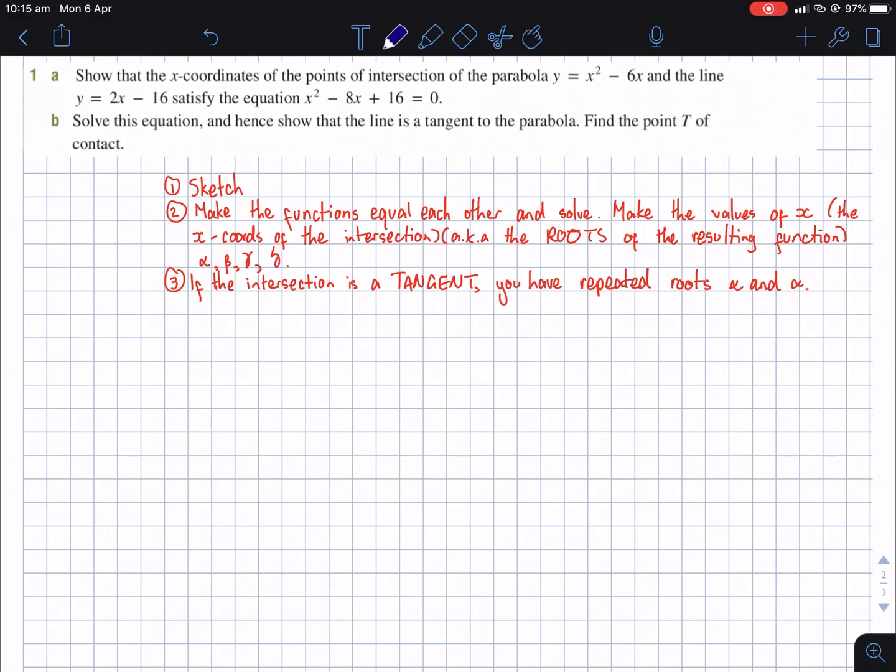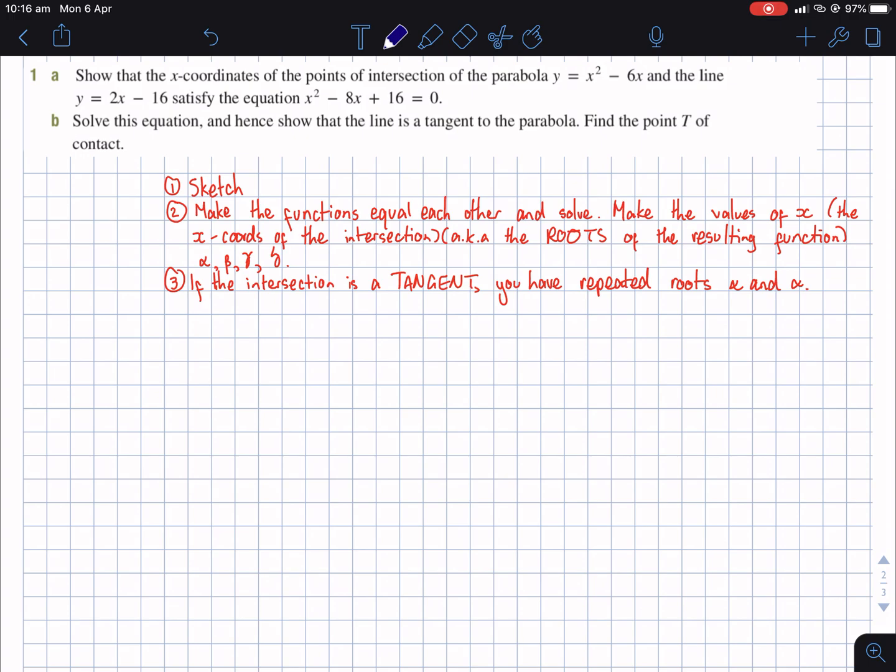All right, so these questions can get really confusing, so you have to make a strategy you follow every time. And this is my strategy. I always sketch first. Secondly, I'll make the functions equal each other and then solve the resulting equation. The x values are where the functions equal each other, so that's where the lines meet. These are the x coordinates of the intersections, so these are the roots of that resulting equation.